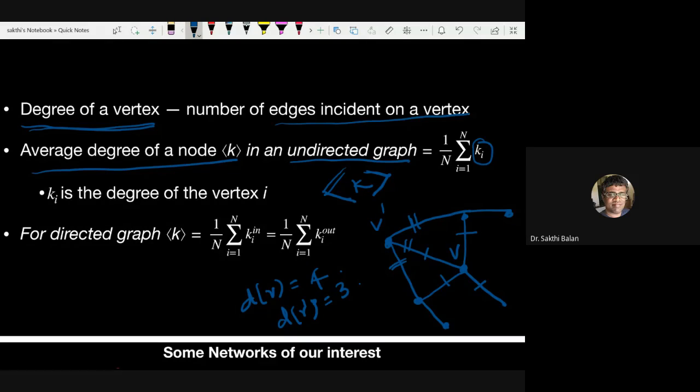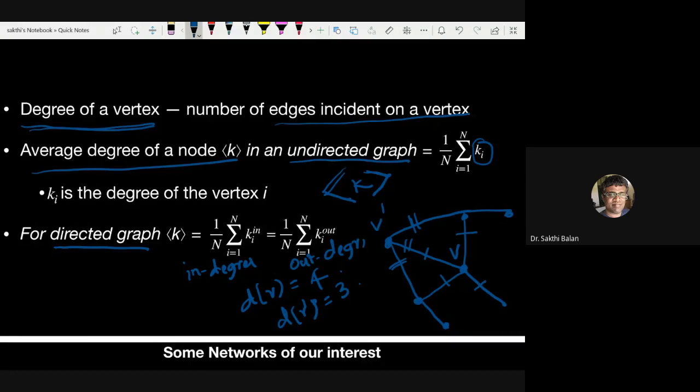But if you are talking about the degree for a directed graph, because every edge has a direction in it, then you need to talk about in degree and out degree.